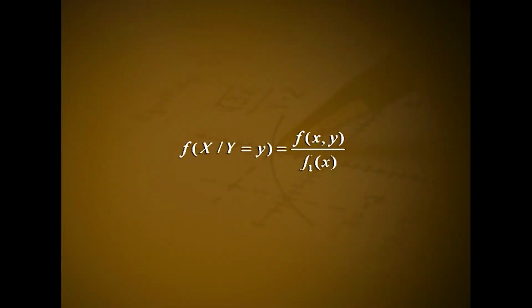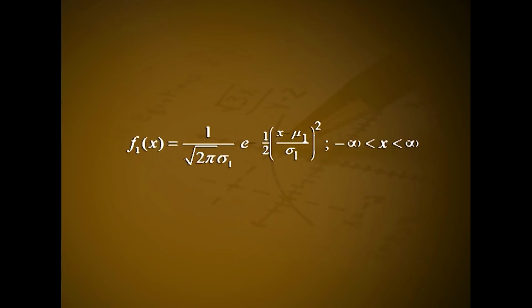The conditional distribution of one of the variables given the value of the other variable is normally distributed. For example, for x following normal(mu 1, sigma 1) and y following normal(mu 2, sigma 2), the conditional distribution of x given y equal to small y is derived as follows. We have f of x given y equal to small y, that is equal to f of x, y divided by f 1 of x.